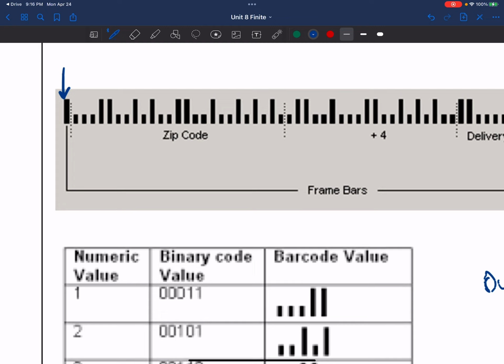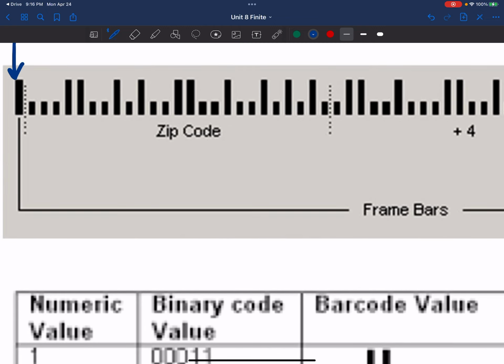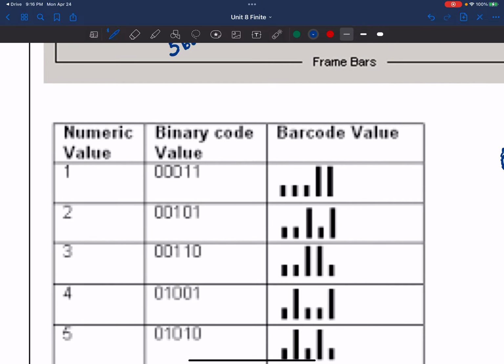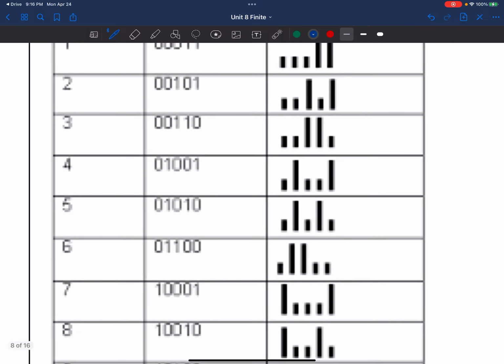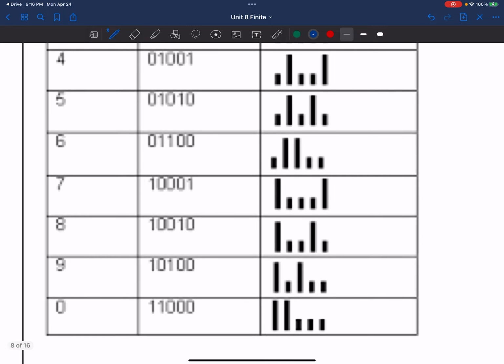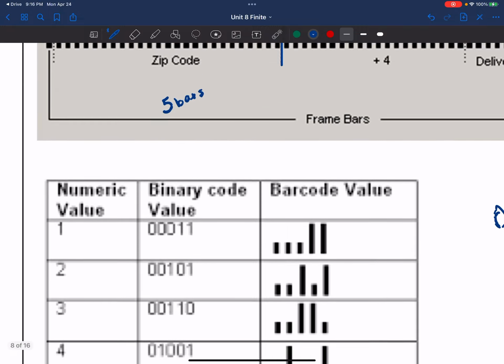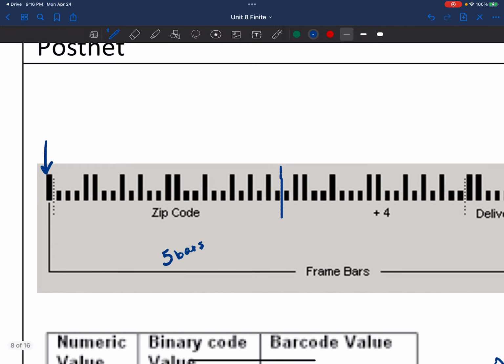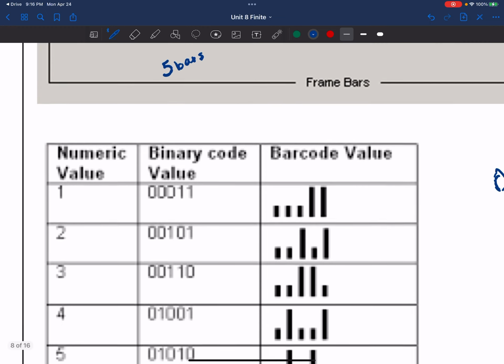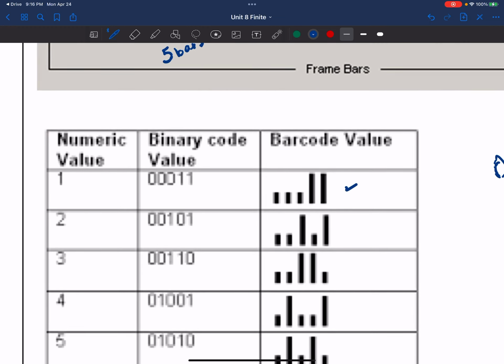Then when we look at our zip code, that's going to be our first group of codes. What's in that code? Each of these codes is 5 bars, and it must have a very specific pattern: 3 of the bars must be small and 2 of the bars must be tall. Each of them is coded based on number value. If I look at these first 5 bars and put a separator line here, I'm looking for short, short, short, tall, tall. That's the number 1.